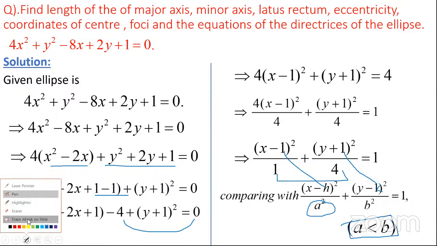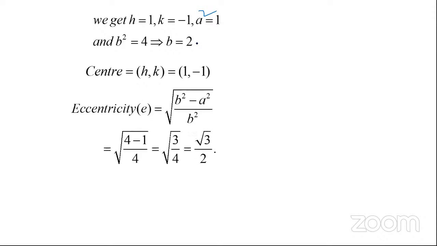So now we get h equal to 1, k equal to minus 1, a square equal to 1, b square equal to 4, then b equal to 2, and a value also 1. Then the center is h comma k, that is 1 comma minus 1, and eccentricity e equal to under root of b square minus a square by b square. Why? Because b value is greater than a, that's why I am taking b square minus a square by b square. Substitute the b square and a square values in the eccentricity, then you will get under root of 4 minus 1 by 4, that is root 3 by 4, which can be written as root 3 by 2. So e equal to root 3 by 2.